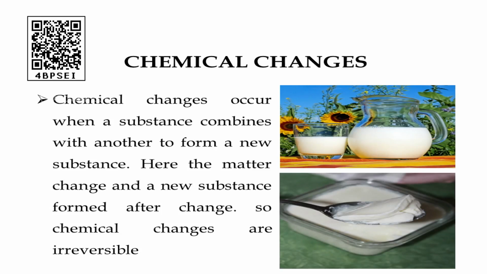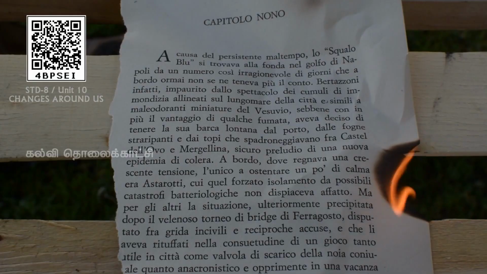Next, chemical changes occur when a substance combines with another to form a new substance. Here, the matter changes and a new substance is formed after the change. So, chemical changes are irreversible. This means we cannot get the matter back after the chemical change. Some examples of chemical changes are burning of paper, digestion of food which takes place in our body, turning of milk into curd and decaying of vegetables. These are some of the examples of chemical changes.